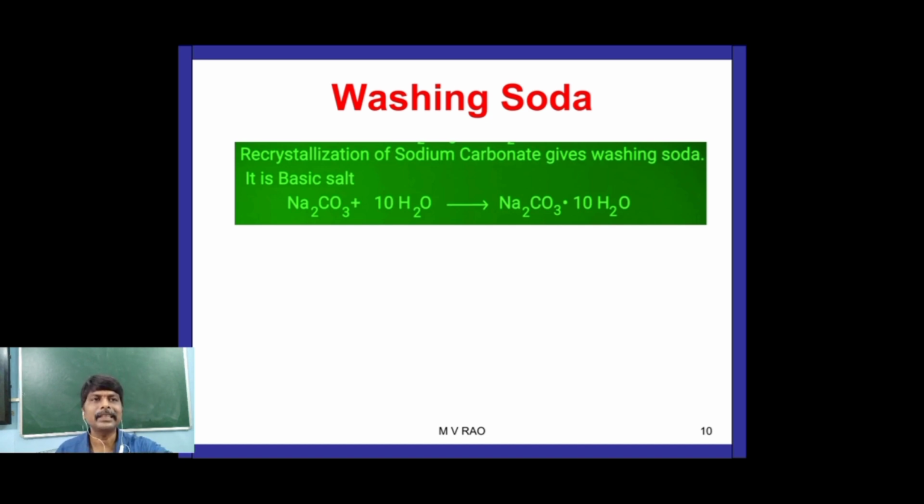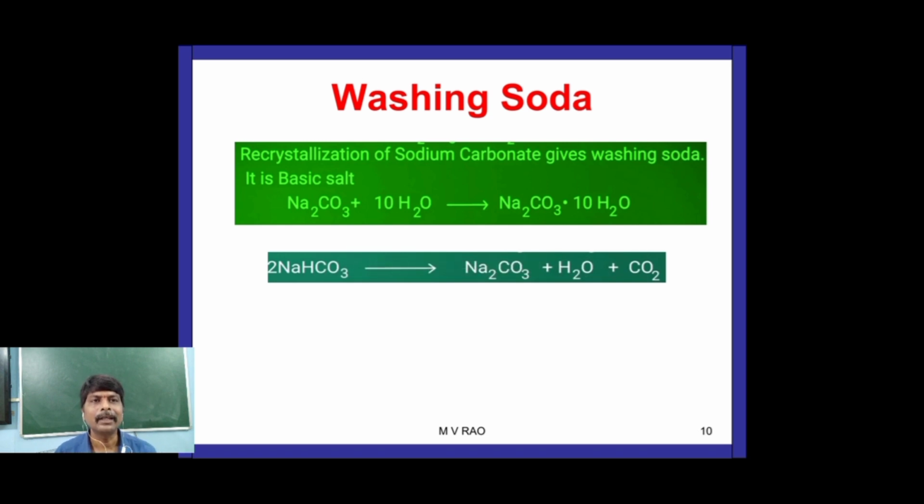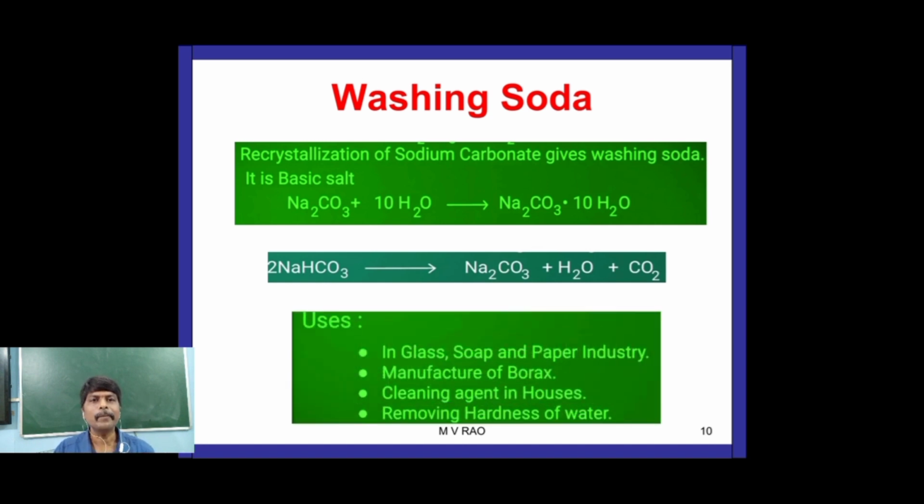It is a basic salt. So that means washing soda pH is greater than 7. It turns red litmus to blue. This sodium carbonate is formed by thermal heating of sodium bicarbonate.